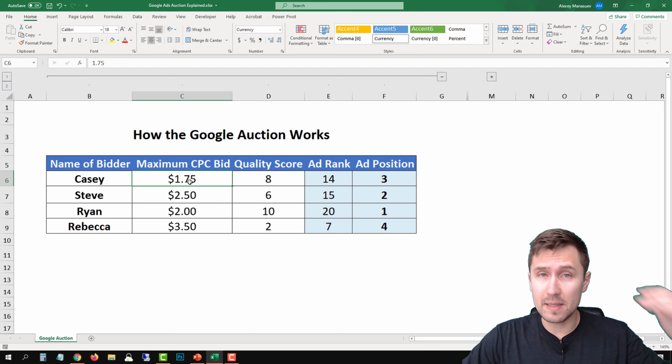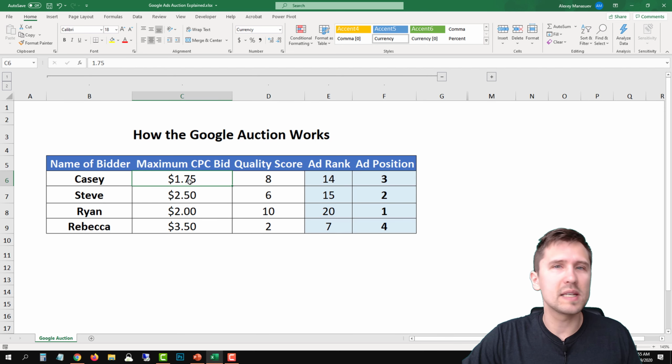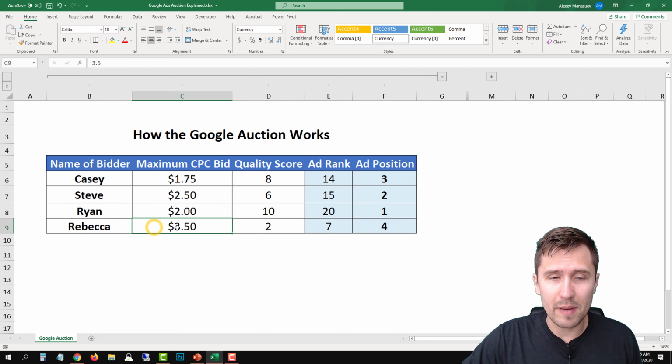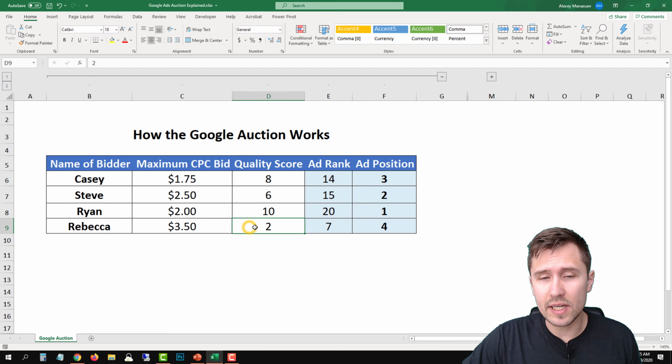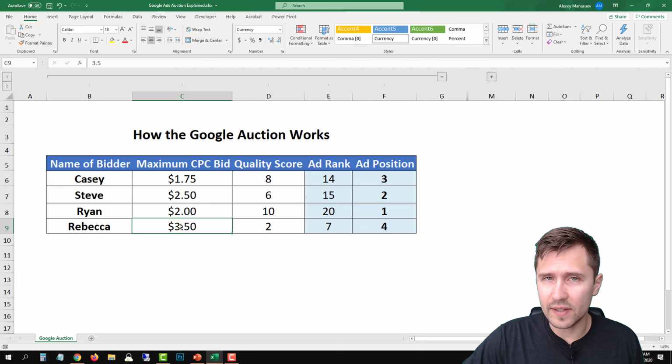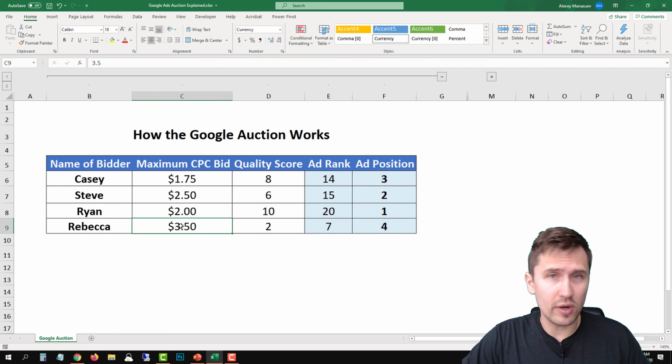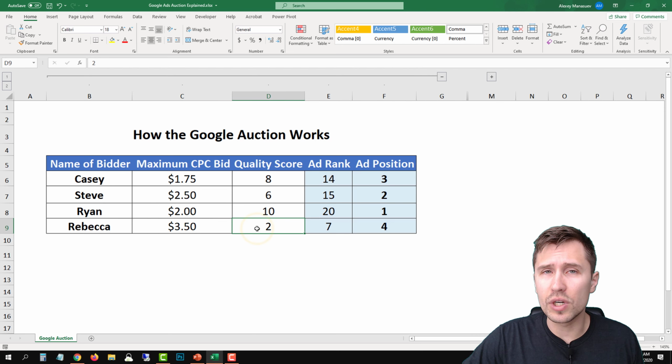That's their maximum CPC bid, right? That's what they put in as the cost per click for each click. Rebecca is paying $3.50. Now, Rebecca's quality score is a 2. Casey's quality score is an 8. Now, observe. Rebecca is paying $3.50, right? She's willing to pay up to $3.50 for every click, but her quality score is really poor.